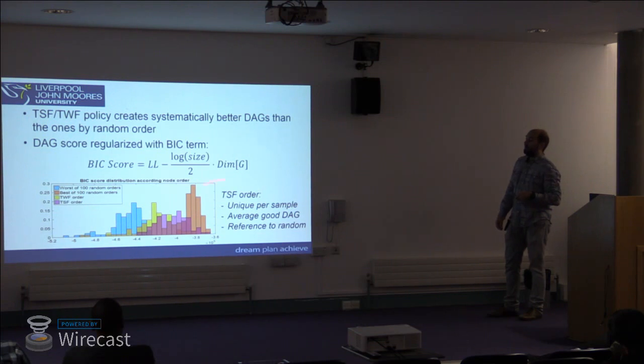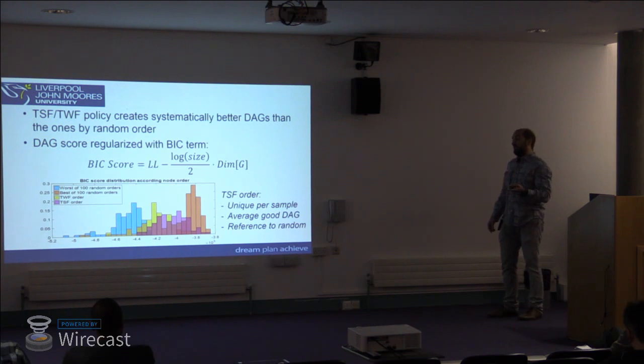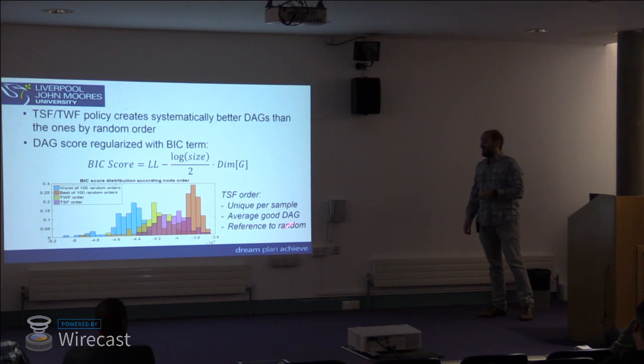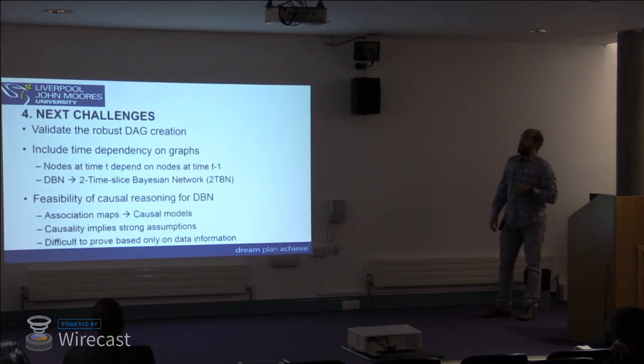If you compare, for example, the best of 100 random samples, obviously it's best when you repeat 100 times random ordering, but that implies a high cost computationally. Here we have the worst case, and the strongest first is in the middle, tending toward a good score. One solution is to obtain the strongest first as reference and compute several random orderings, and then select the best. The next challenge should be to validate the robust DAG creation.